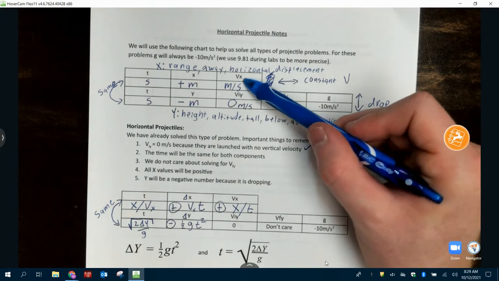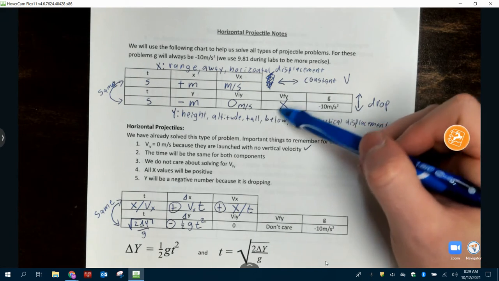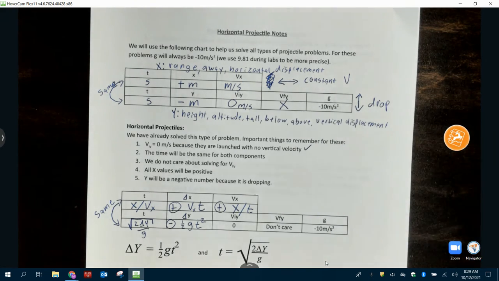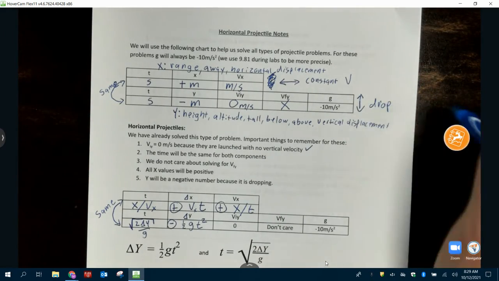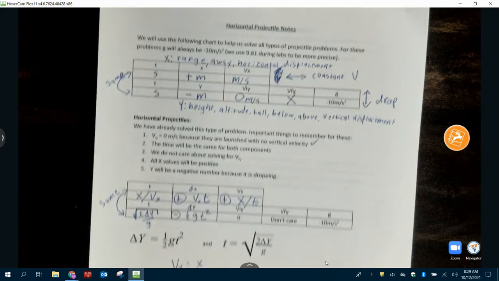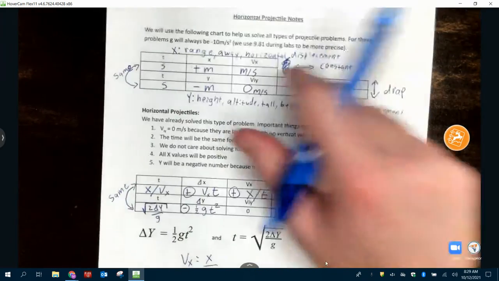If you're given meters per second, it's definitely going to be VX. VIY is always zero. We never care about V final, and G is always negative 10. And the reason for this is because it's like a drop problem in the Y direction and a constant velocity in the X.